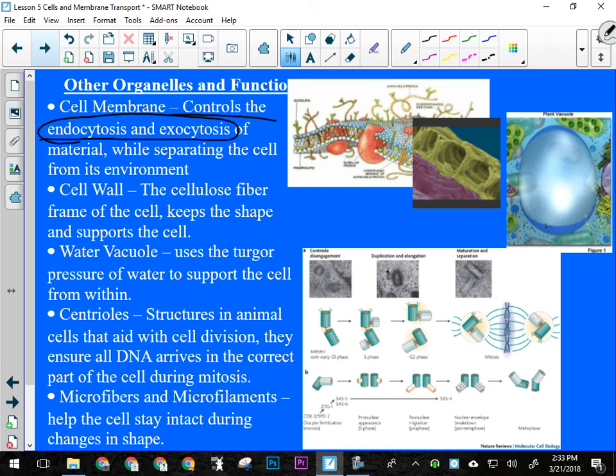Okay. The last thing I want to see as a definition of what the cell membrane does is "protects the cell." Okay. I don't want to see that. Okay. That's not technical enough. I want to see those two words, controls endocytosis and exocytosis. Okay. Movement into and out of the cell, either across or through the membrane.